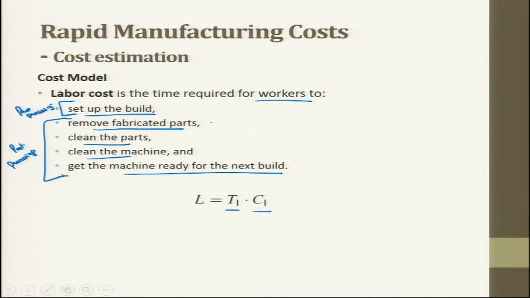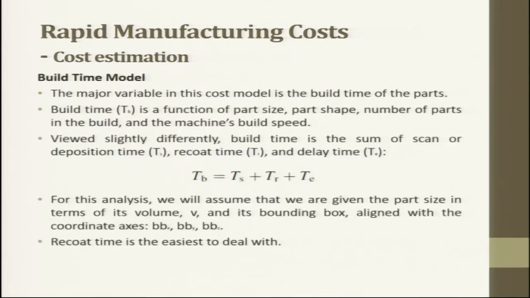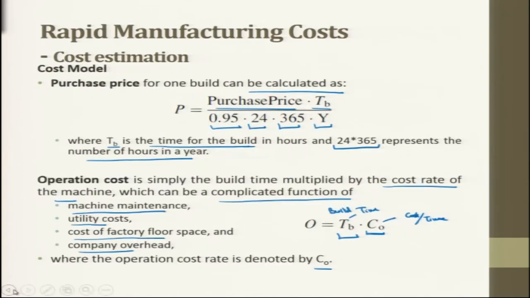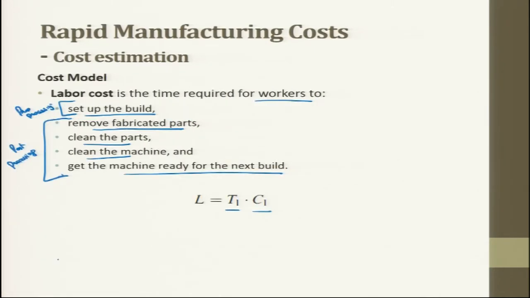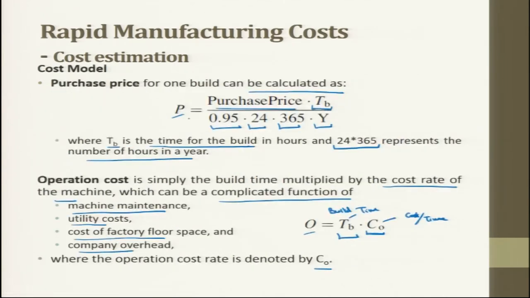Next is the build time model, that is TB. You might have seen that we have all the factors here. Purchase price is the price that is spent. TB is one of the factors that is coming in purchase and operation cost. Labor and material costs can be determined from these models, the M model and the L model. So the P and O model has this factor, build time TB.